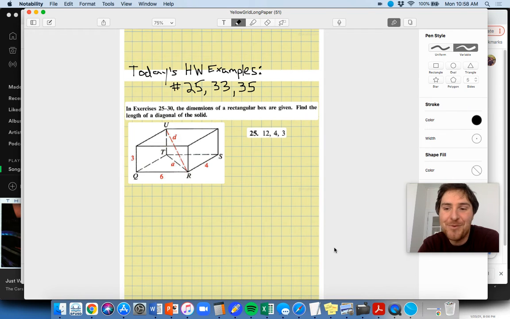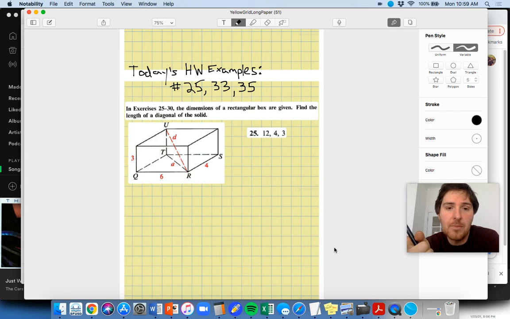I think there are a couple C-level problems on there. I think 33 and 35 might both be C-level problems, so we'll definitely do those as some of your examples. Also do number 25, which always results in questions on how to do it, because you're dealing with a three-dimensional figure where you're going to have some right triangles, and you're going to use the Pythagorean theorem within it. So we're going to start with number 25, then we'll move to 33 and 35 after that.